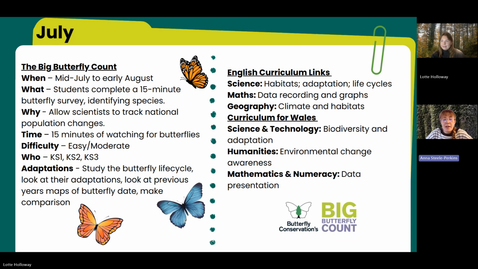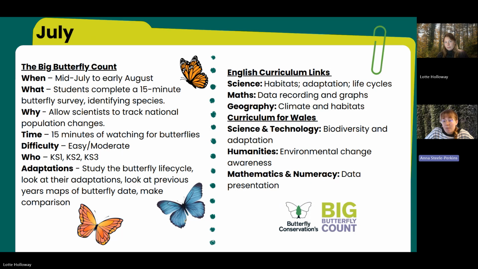So, expanding on the pollinator topic, in July we've got the Big Butterfly Count, from mid-July to early August. The students would complete a 15-minute butterfly survey, which means staying in one place and identifying any butterflies that come and pass. Those identification guides would be given by the Big Butterfly Count. Again, similar to other tracking projects, it allows scientists to understand national population changes and whether numbers have changed over the years across the UK.